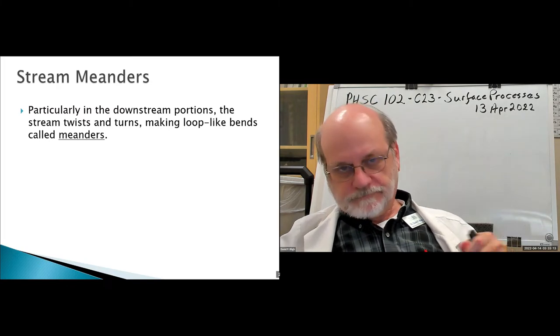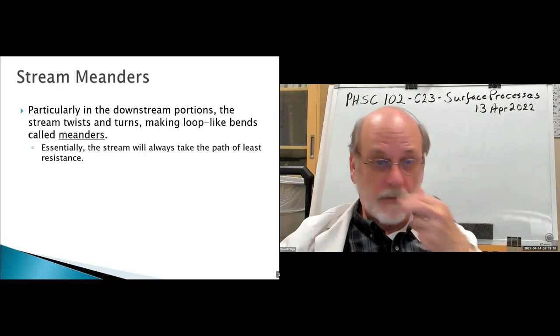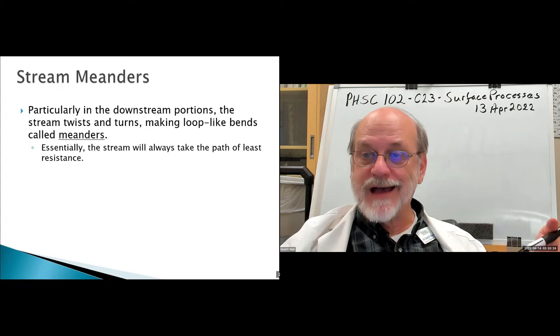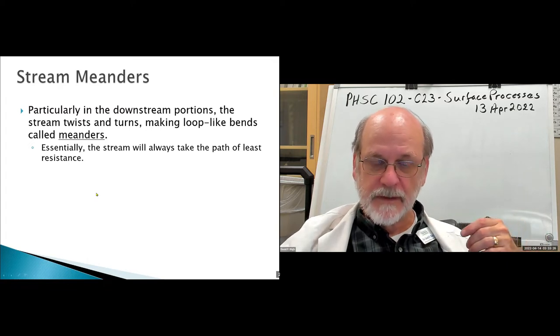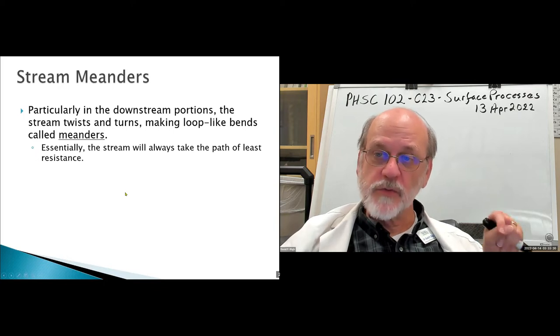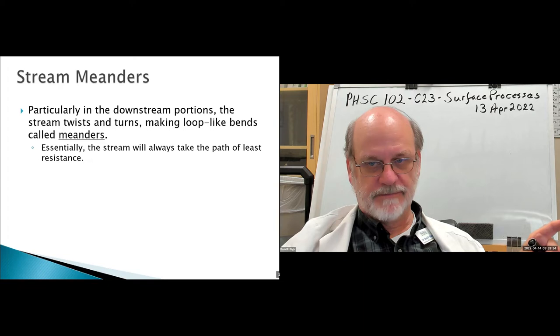So, all you need to create a meander is a disturbance and time. And remember, water always moves downhill and it always takes the path of least resistance.